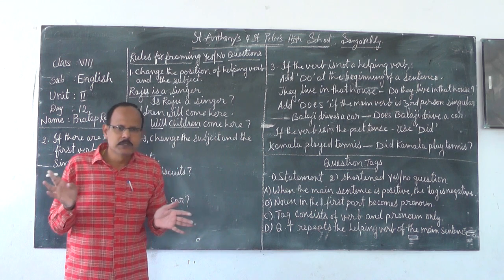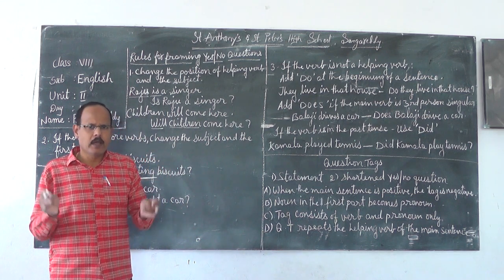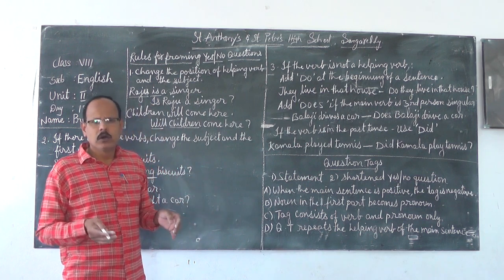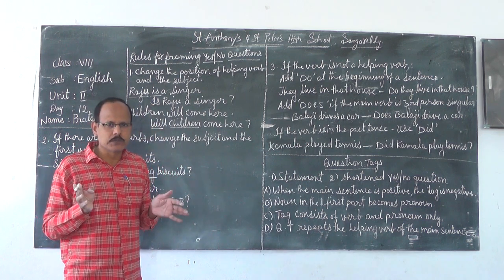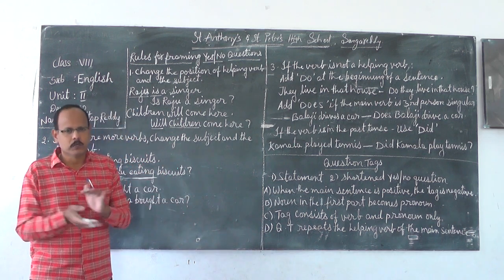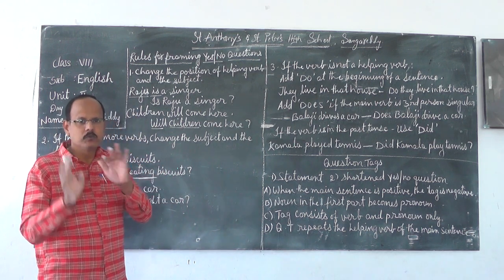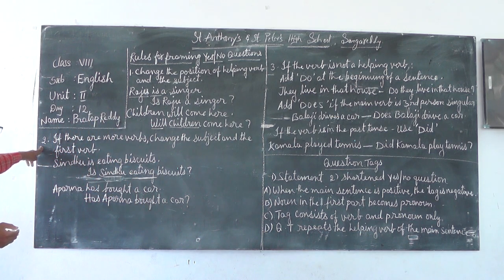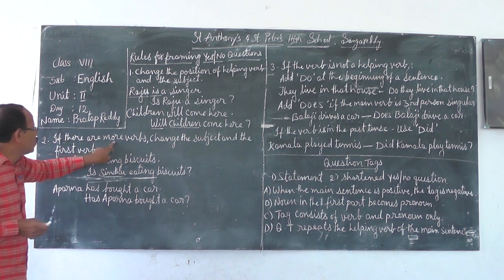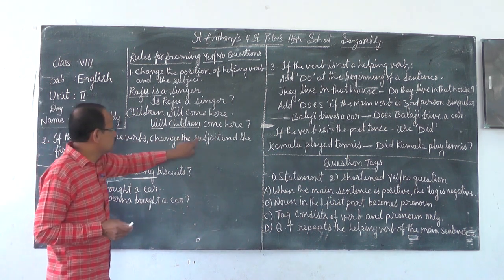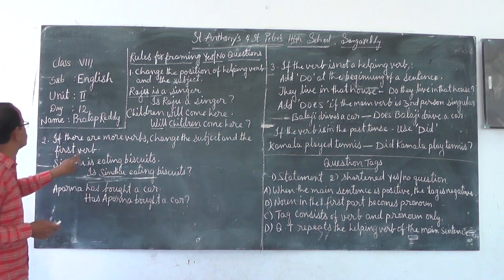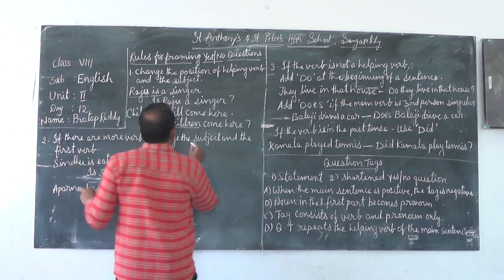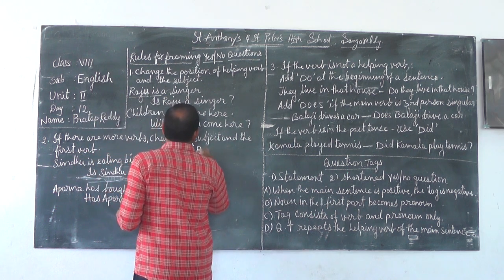What are the helping verbs? Is, was, were, have, has, had, can, will, shall, could. All these are called helping verbs which are placed before verbs. Good. Now we shall move on to the second rule. Look here. Read this. If there are more verbs, change the subject and the first verb. Change the position.